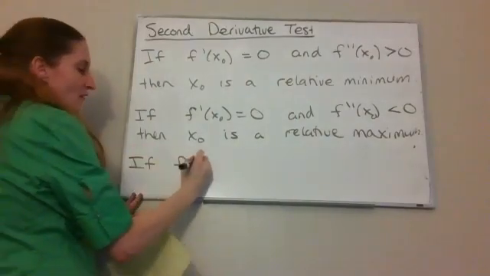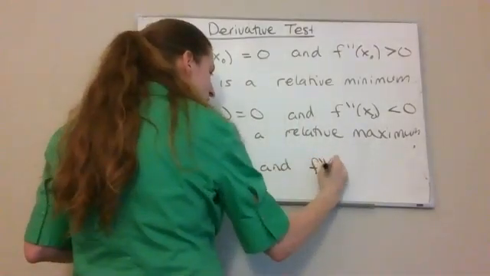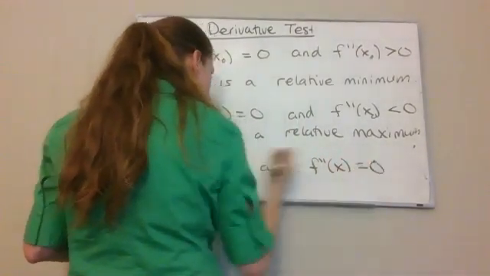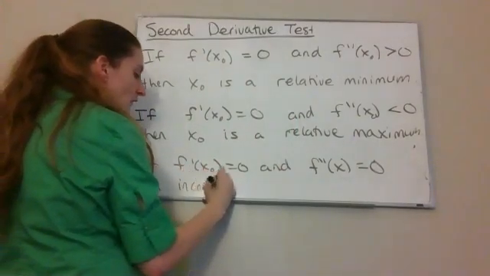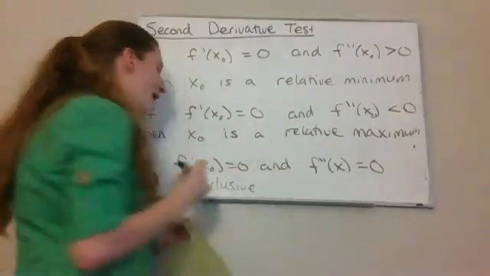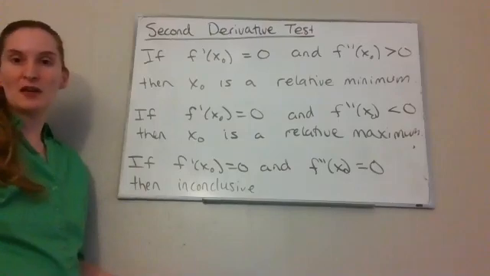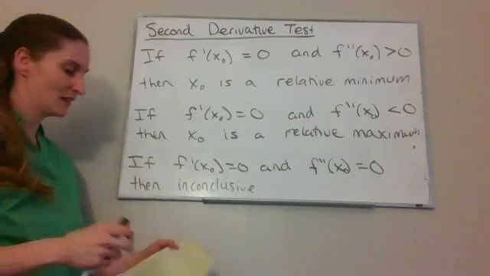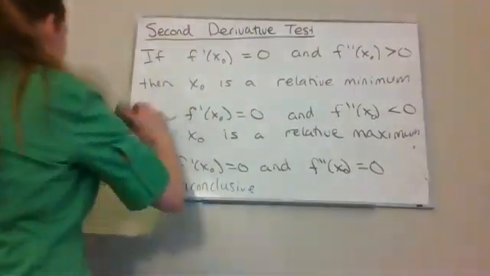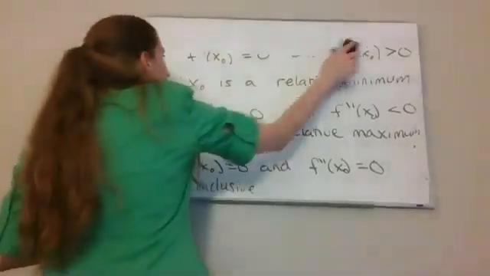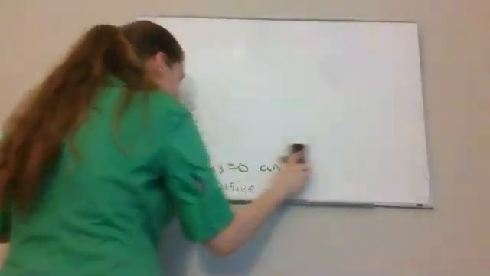And then if our derivative equals 0 and the second derivative equals 0, then it's inconclusive. We can't tell. It's possible that x0 could be a max or it could be a min. We don't know. You would have to use the first derivative test instead to figure that out. So let's do an example where we find the relative extrema using the second derivative test.